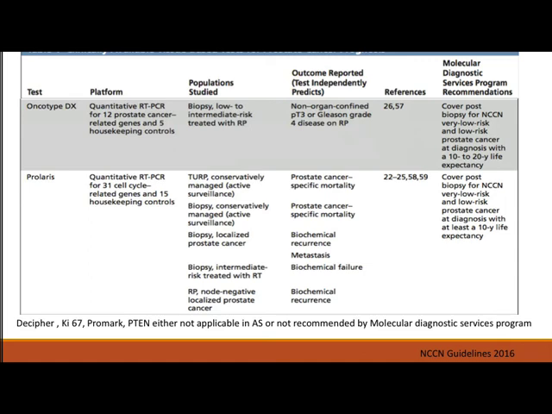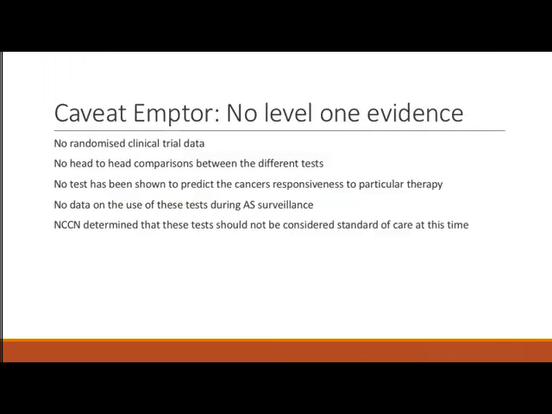Polaris, which is a cell cycle regulatory gene panel of 31 genes, they have looked at prostate cancer specific mortality based on TURP specimen and biopsy specimen and have been able to correlate that with outcome. The rest of them, including Decipher, Ki67, ProMark, Prolaris, are either not applicable in active surveillance or not recommended by the Molecular Diagnostic Services Program.